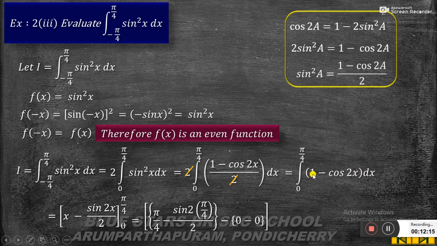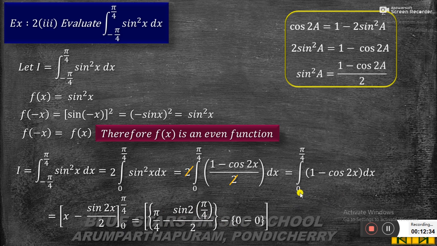So now we integrate the 1: the integration of 1 is x, minus the integration of cos, which is sin 2x by 2. That means we substitute the limits 0 to pi by 4. So pi by 4 minus sin of 2 into pi by 4 by 2. The 2 cancels, so therefore pi by 4.